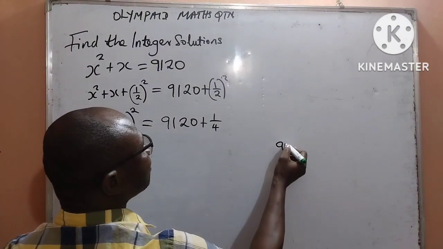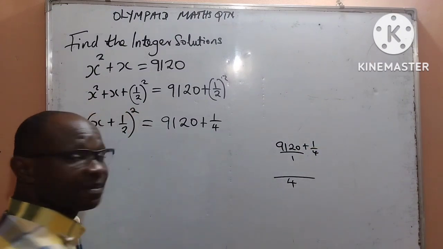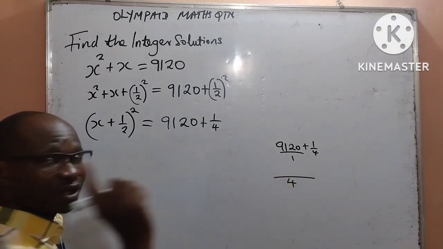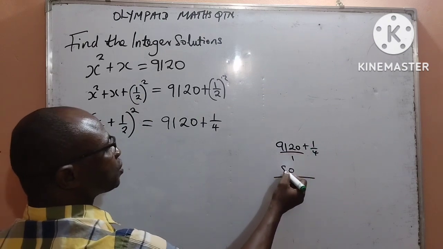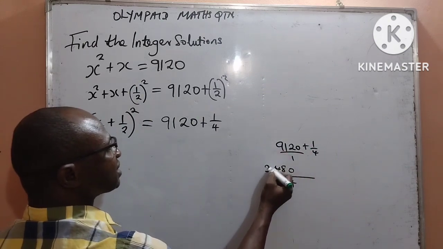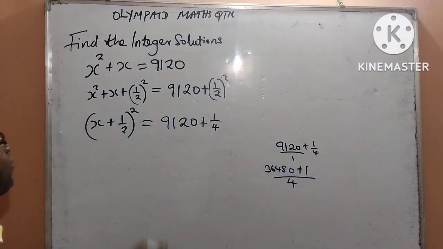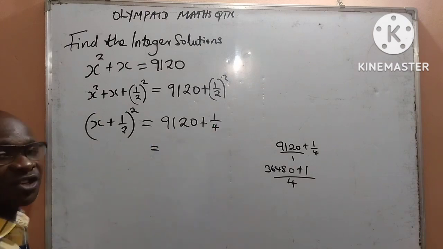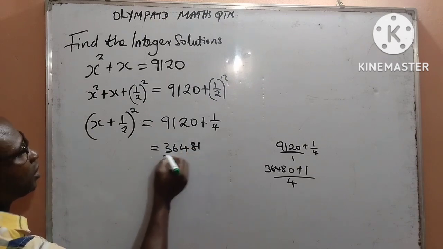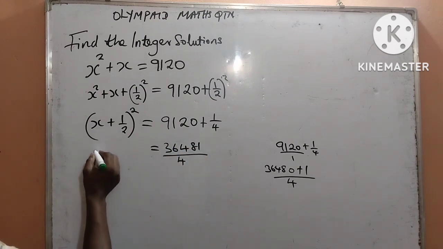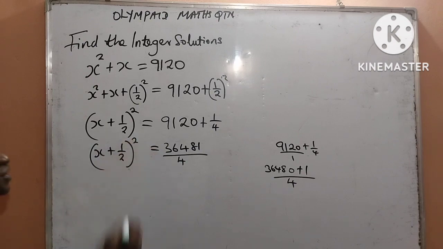That means I have 9120 + 1/4. Then the LCM is 4. 4 divided by 4 is 1, times 1 is 1, and 4 times 9120 will give me 36480, so plus 1 is 36481. Therefore, the simplification on the right hand side becomes 36481/4, and my left is still (x + 1/2) all to the power 2.